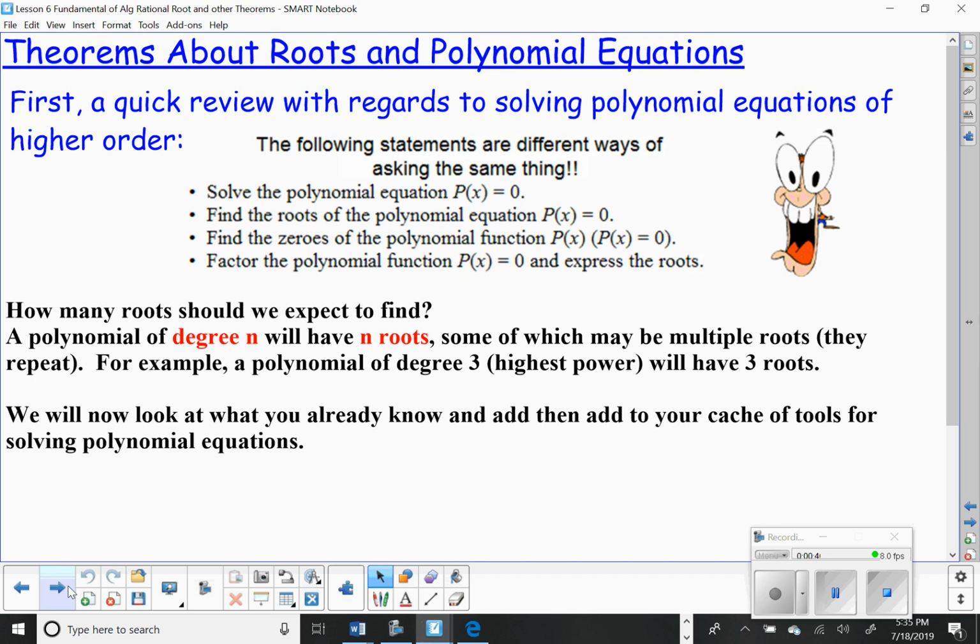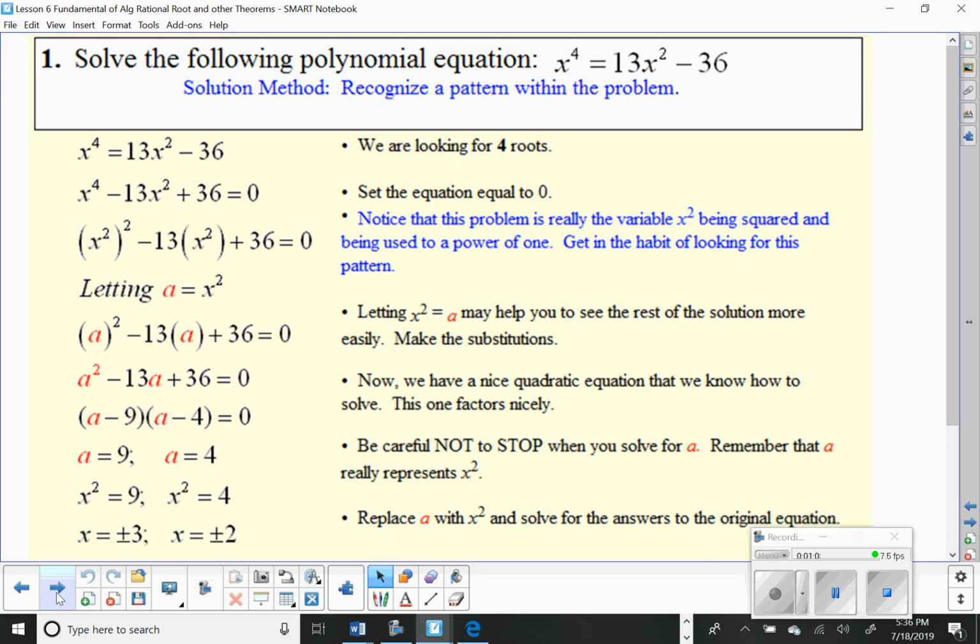Now, when you're given a polynomial, how many roots should you expect to find? Well, a polynomial of degree n will have n roots, some of which may be multiple roots. They repeat. For example, a polynomial of degree 3, highest power, will have 3 roots. We will now look at what you already know and then add to your cache of tools for solving polynomial equations. Here, this first one, x to the 4th equals 13x squared minus 36.